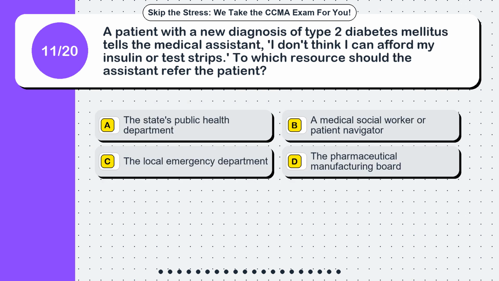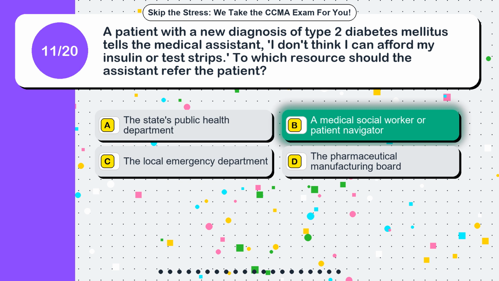Question 11. A patient with a new diagnosis of type 2 diabetes mellitus tells the medical assistant, "I don't think I can afford my insulin or test strips." To which resource should the assistant refer the patient? Option A. The state's public health department. Option B. A medical social worker or patient navigator. Option C. The local emergency department. Option D. The pharmaceutical manufacturing board. The correct answer is option B.